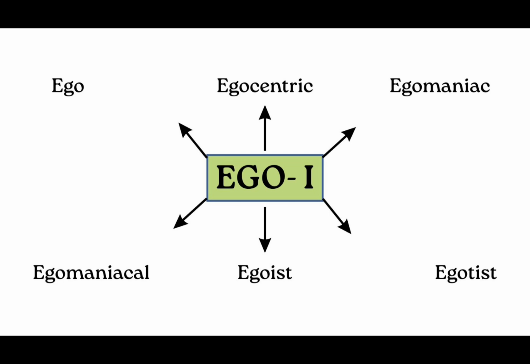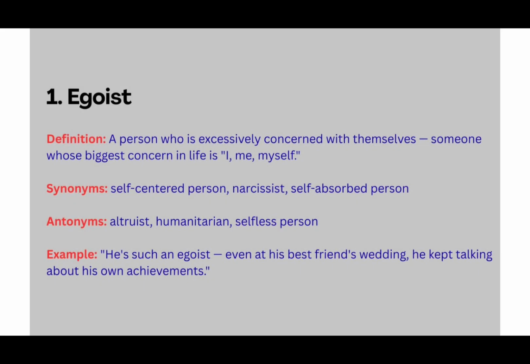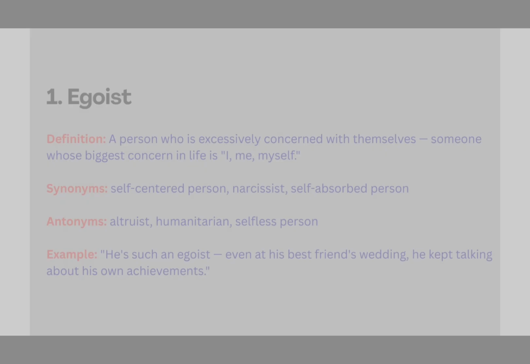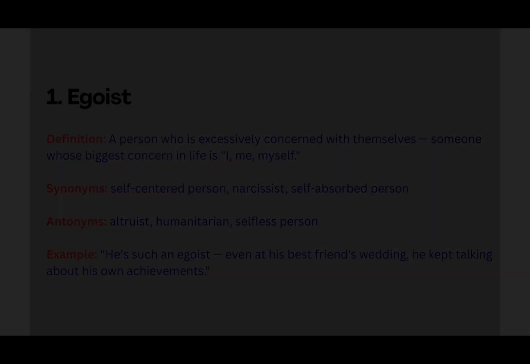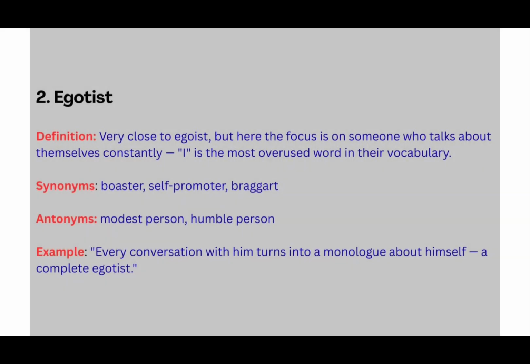Here, egoist and egotist I've already explained in session 1. If you want to understand these both personality types in more detail, you can go and watch my session 1 video on personality types. Although I'll summarize in short, an egoist is a person who is excessively concerned with themselves, who always talks about self advancement, someone whose biggest concern in life is I, me, and myself. An egotist is very close to egoist, but here the focus is on someone who talks about themselves constantly. I is the most overused word in their vocabulary. She always talks about their achievements.